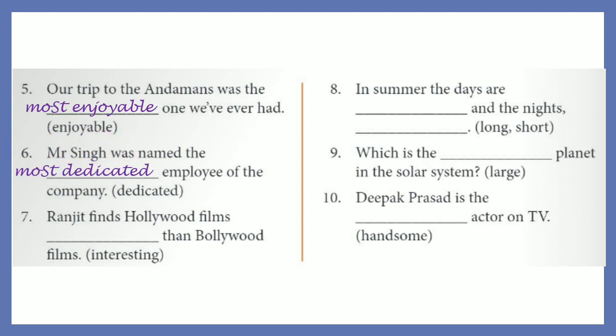Number 7 in the video is number 4 of your textbook. Ranjit finds Hollywood films dash than Bollywood films. Than is used after the blank. This gives an idea to use the comparative degree of interesting. As the word has more than 2 syllables, we will use more interesting than Bollywood. Number 8. In summer, the days are dash and the nights dash. In summer, the days are longer and the nights shorter.